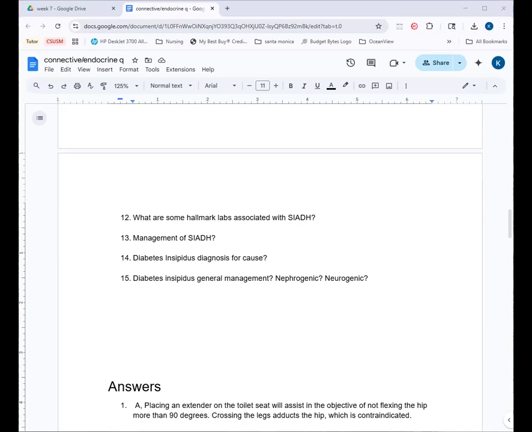Yeah, so to test if it's a lack of ADH causing it, or if the kidneys are just not reacting to it. She's not listening, she's her own boss kidney. So neurogenic versus nephrogenic. With a neurogenic cause, what do you expect to see if we give ADH?